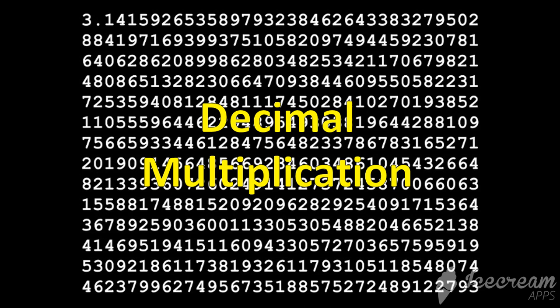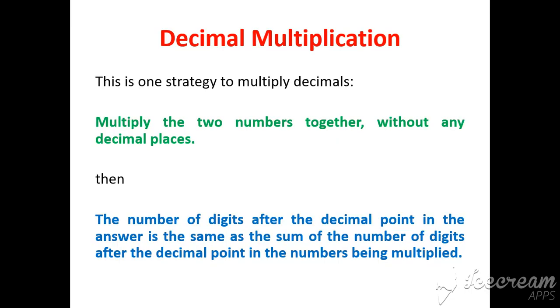We're stepping into decimal multiplication now, and we're going to show you techniques that you can use if you can't or not allowed to use a calculator. So here's one strategy to multiply decimals. There are others, but here's the one I like.